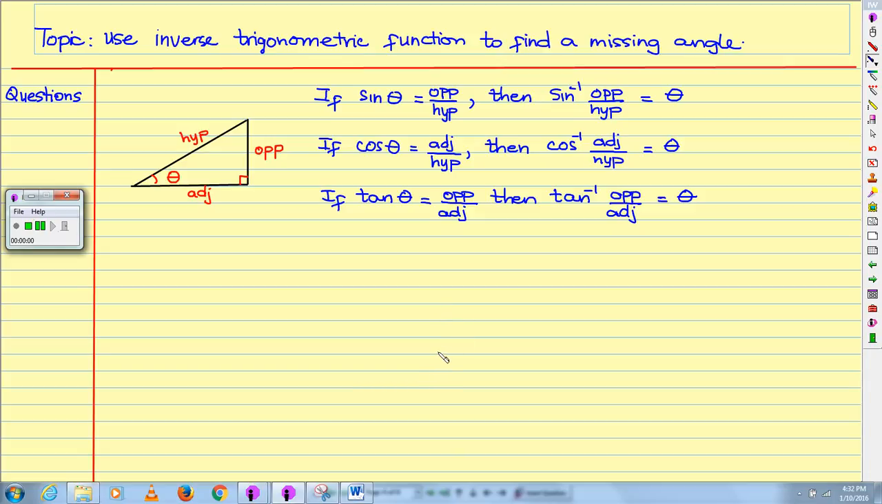Hello, my pre-calculus student. In this video, we are going to use inverse trigonometric functions to find a missing angle. Let's look at the given triangle.